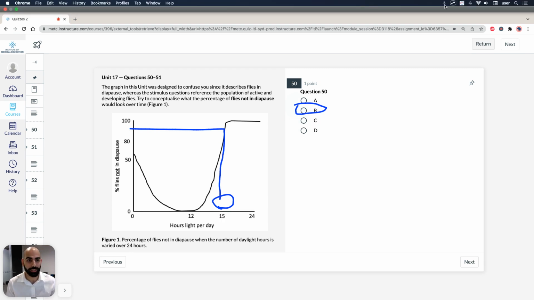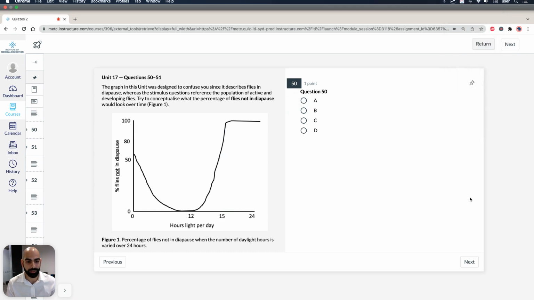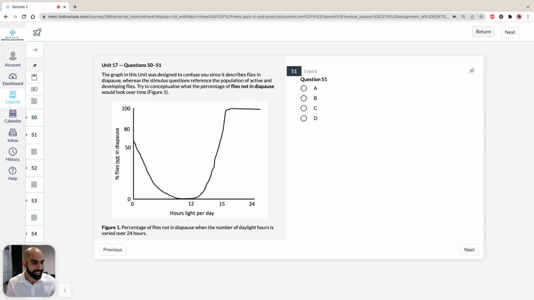Now, if we take a look at the last question, question 51, it asks, for which of the following does the largest percentage of the fly population grow and develop? Again, they're asking you about the growth and development of the population of flies, even though the graph is diapause. So it's the flipped reciprocal. So let's take a look.